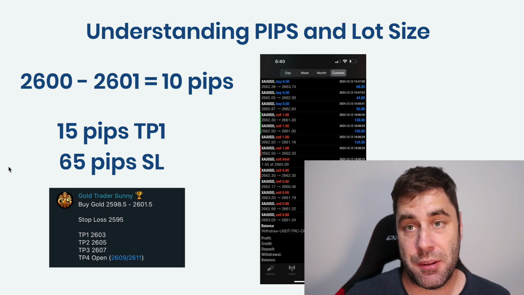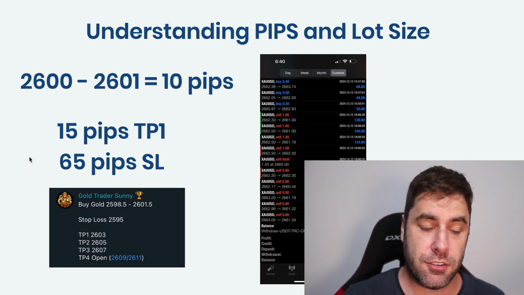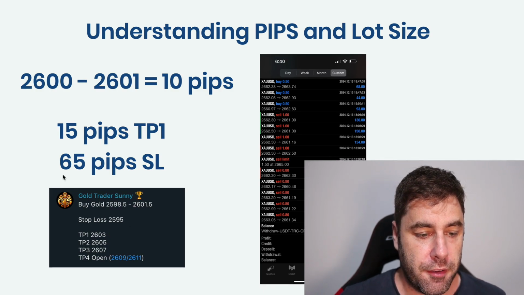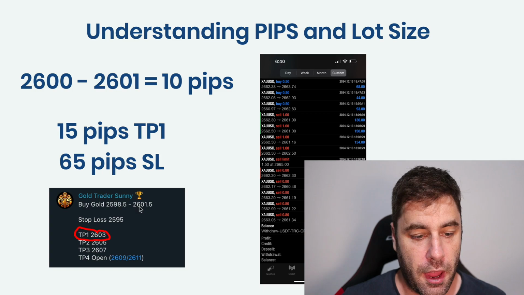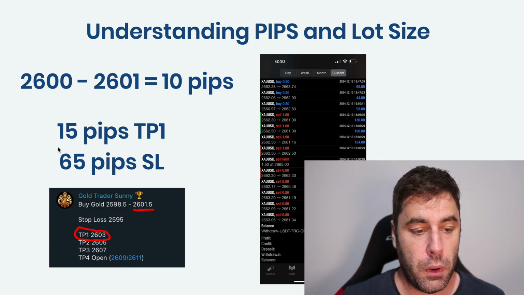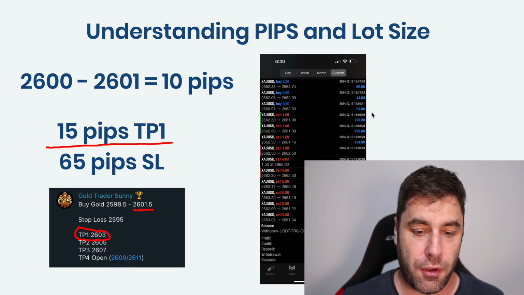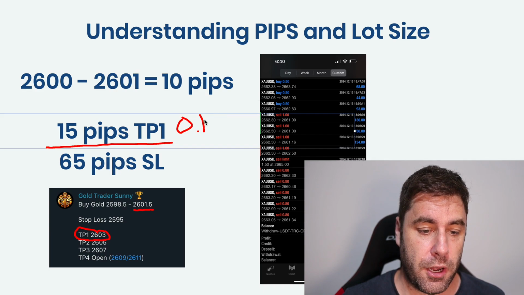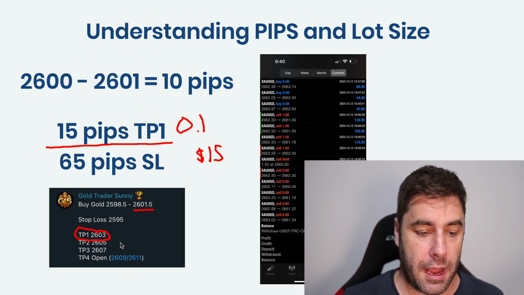Now, the next thing we need to understand, and we're going to get into using a calculator soon, is what is called pips. So pips is the movement in the price. For example, if we take this trade right here, if we hit our take profit 1, which is 2603, and we got in at 2601.5, we would lock in 15 pips. So if we had a lot size of 0.1, we would have locked in $15 from that one order that we had based on this, okay?